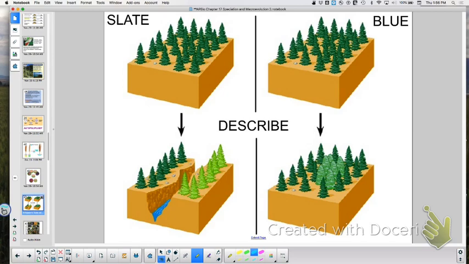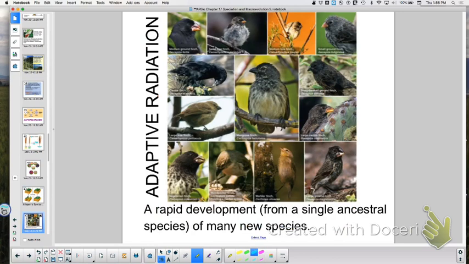All right, we've got allopatric, we've got sympatric. Let's look at adaptive radiation. And you already know about these guys. It's Darwin's finches. Okay, so you have a single ancestral species. Remember the island talk we had? It's like that. They're each exploiting, that's radiation like spokes on a wheel, exploiting every bit of that environment.